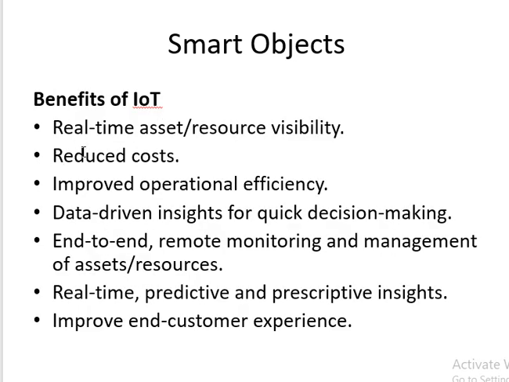So, let us see about the benefits of IoT in smart objects: real time asset or resource visibility, reduced costs, improved operational efficiency, data driven insights for quick decision making, end to end remote monitoring and management of assets or resources, real time predictive and prescriptive insights, and improved end customer experiences.